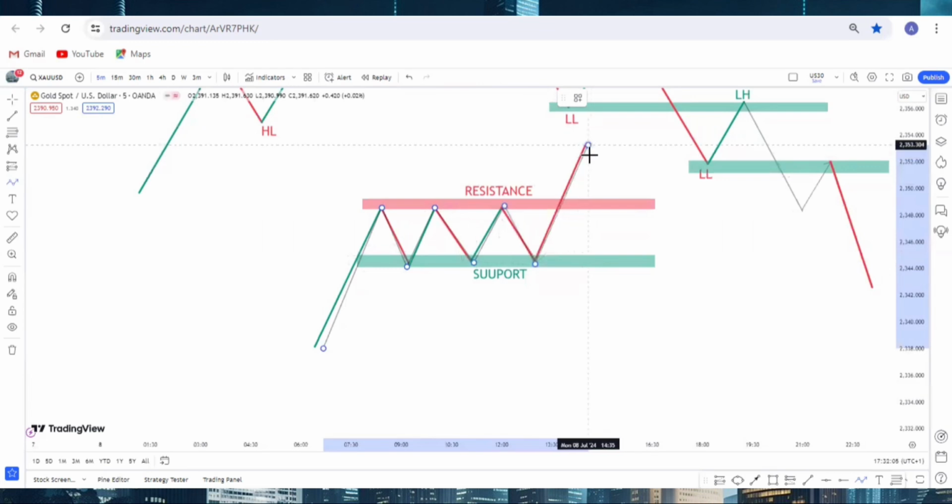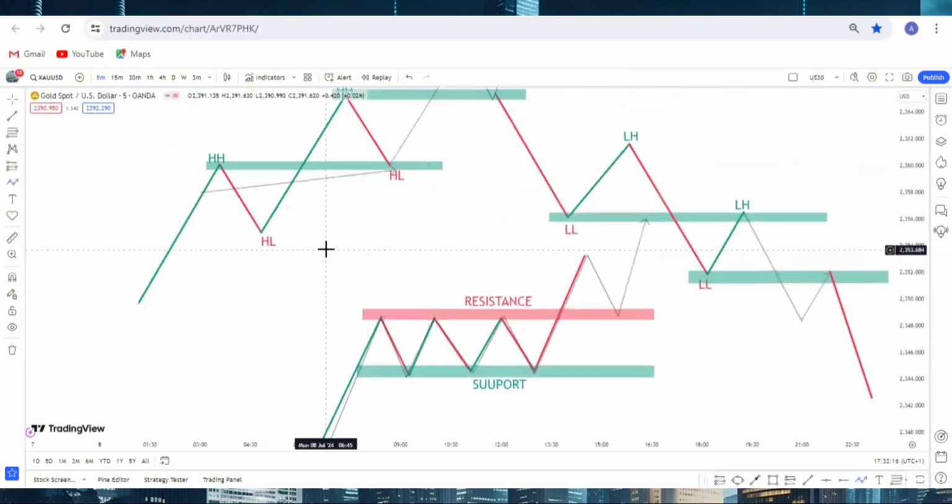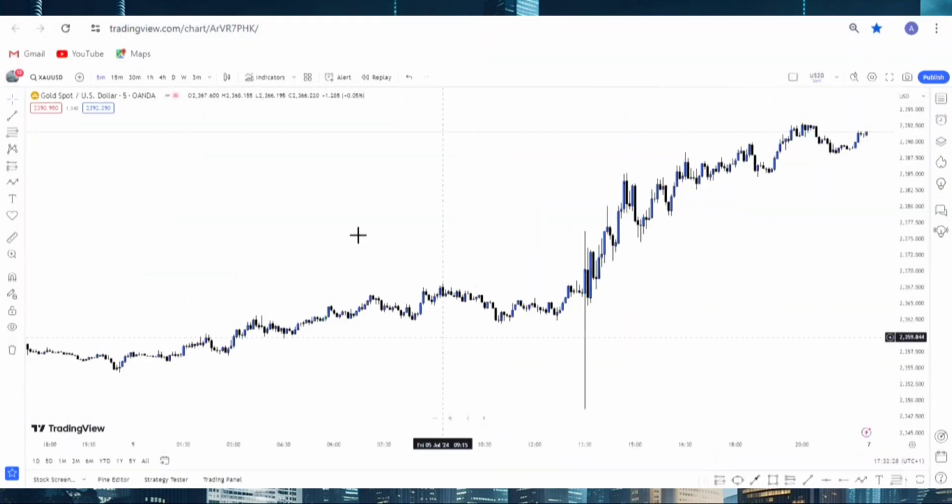What do we wait for? We must wait for a pullback like this to come and retest, turn our resistance into a support, then we can look for a buying opportunity. This is the best way to trade gold, guys. You don't need to complicate your chart. Gold market moves from zone to zone. Right now let me show you an example of what I'm saying on the chart.